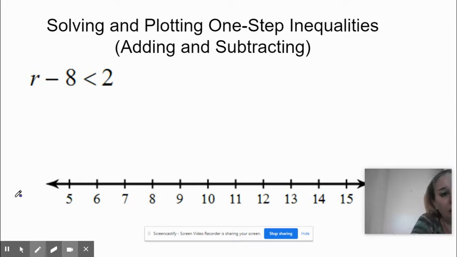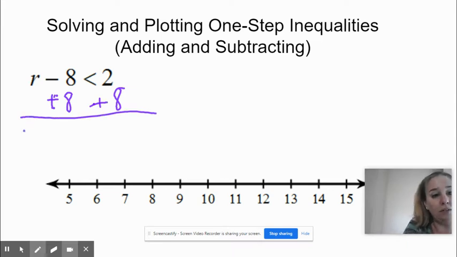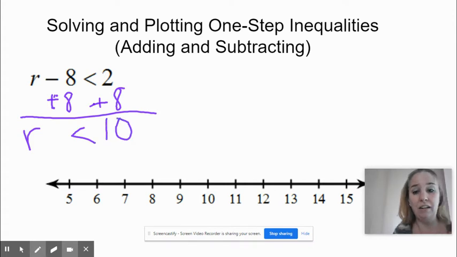So just like an equation you'd be solving, you would add 8. I would add 8 to both sides, right? The r would come down. Negative 8 plus 8 cancels off. That's why we did it. The inequality sign comes down. 2 plus 8 is, of course, 10.